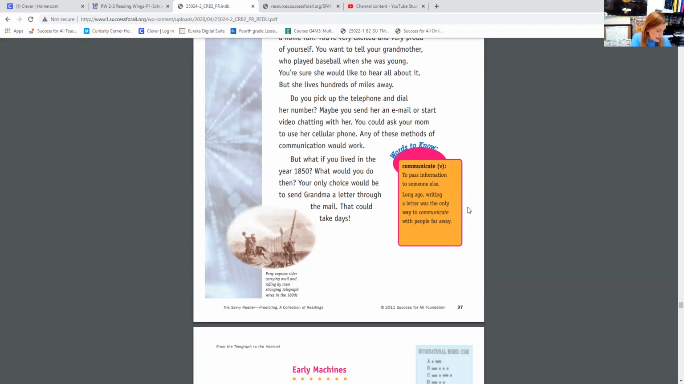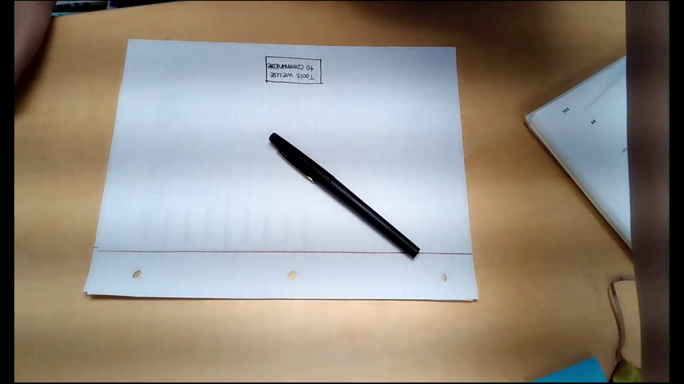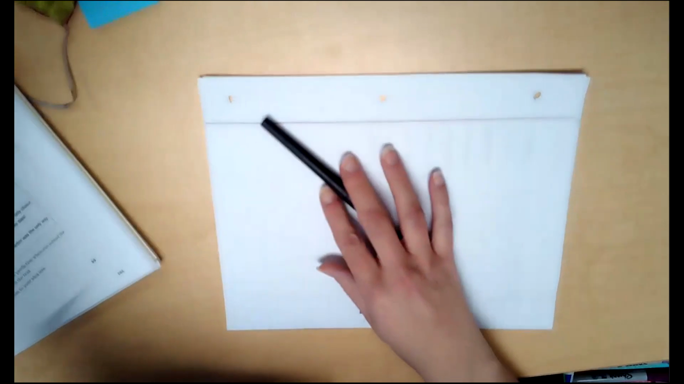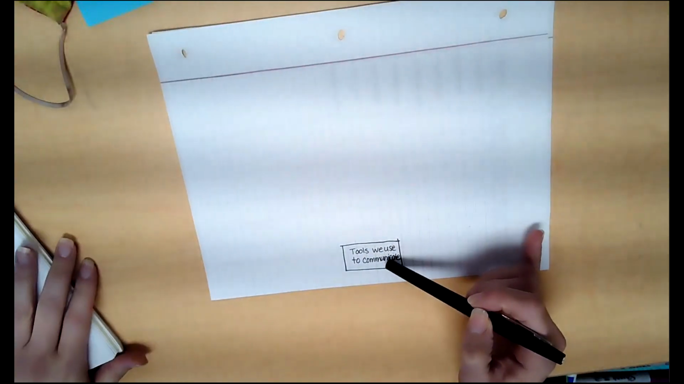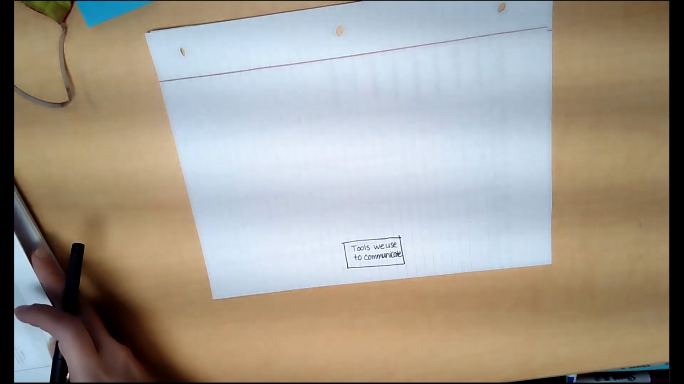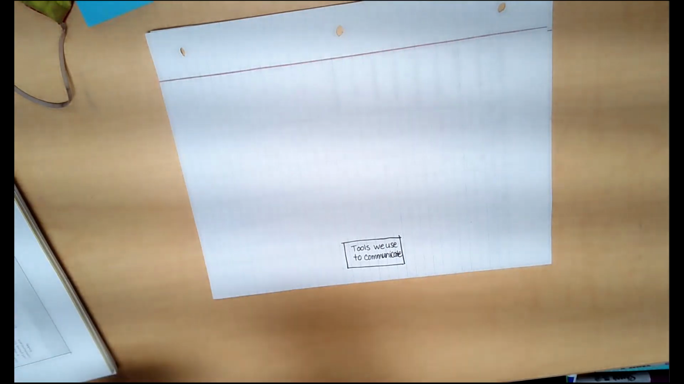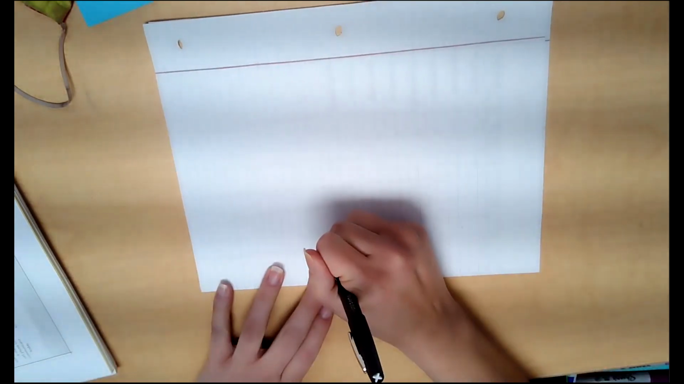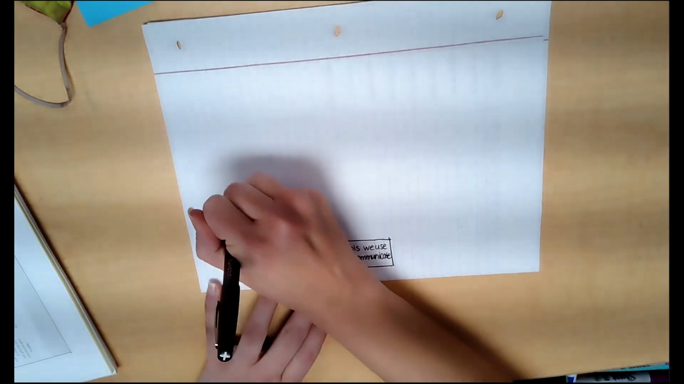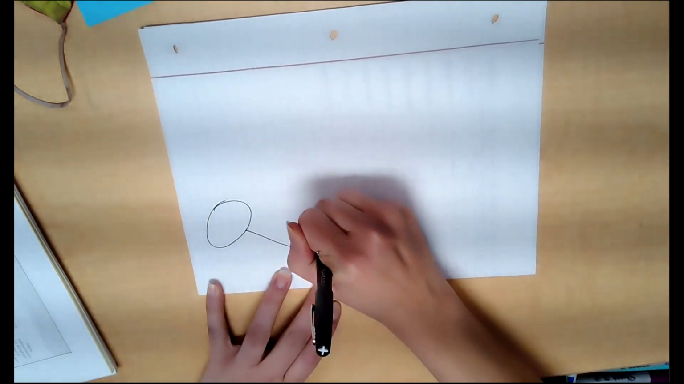So we're going to go ahead and add this information to an idea tree. So you're going to need a piece of paper. Hopefully you have your notebook. And let me move this around. So our topic of the idea tree is going to be tools we use to communicate. And then we are going to have a main idea for each page. We're going to have 5 bubbles. So to set it up, you're going to want to make your 5 bubbles. So I'm going to do 5 main ideas.